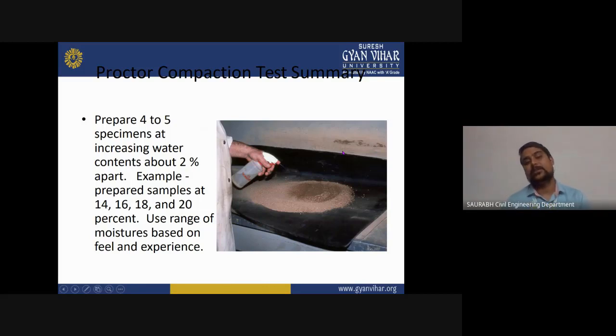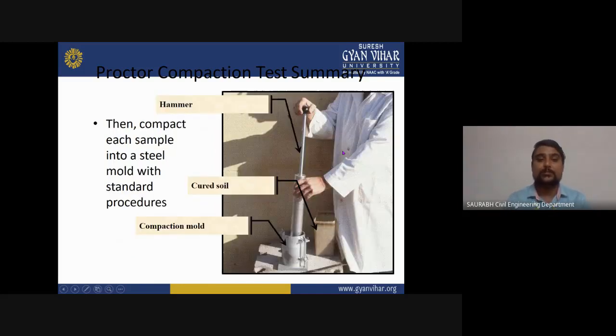As you can see here, you have to use water content in the soil. First you use 14%, after that 16, 18, 20, and you have to repeat this percentage of water in the soil until you get your maximum dry density. Here you can see the Proctor compaction test summary.